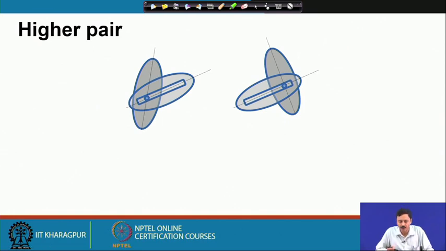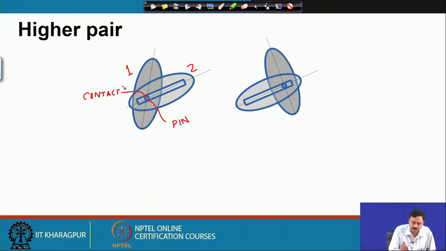Next we come to higher pairs. As I have mentioned, higher pair is one in which you have point or line contact. You can very easily see this is a pin that can move in this slot. So, pin is on link 1, slot is on link 2. Now, the pin can not only slide within the slot, but it can also allow rotation. This pin is a circular pin and the contact points are points. These are the contact points, at the top and at the bottom. So, the contact is a point contact.